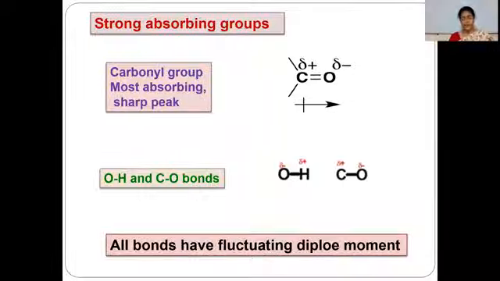Similarly, for the OH and carbon-oxygen bonds. In both cases, oxygen is more electronegative with respect to hydrogen and with respect to carbon. These bonds also produce a change in dipole moment during the vibrations. So they also show strong absorption in the IR region.